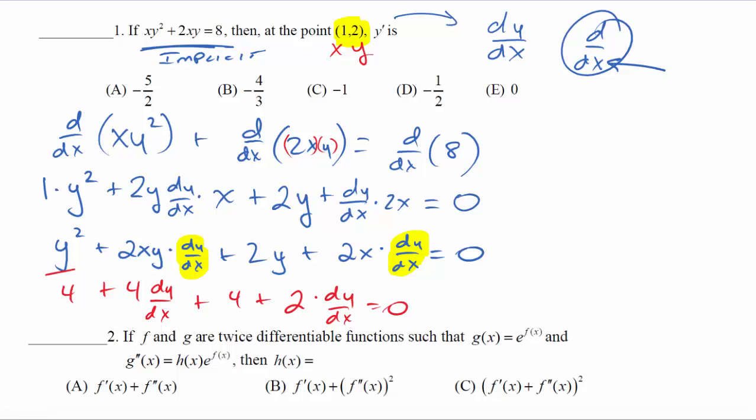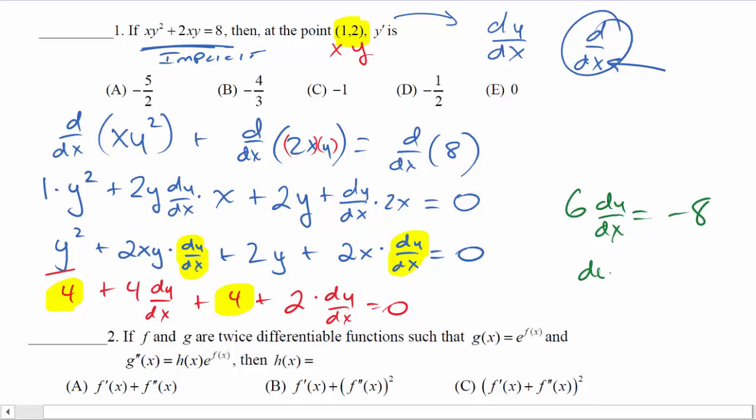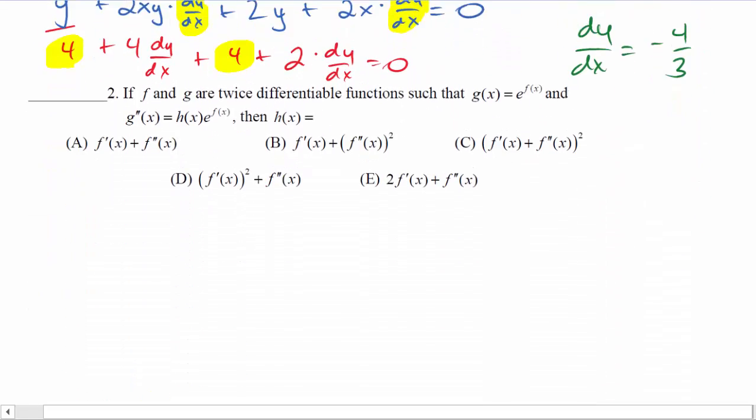If I have to solve for dy dx, first thing I have to do is subtract these two things over. So I'll have 4 dy dx and 2 dy dx, which gives me 6 dy dx equals, and I subtract the two 4's over, I get negative 8. Divide and reduce, you get negative 4/3. The answer was B. Moving on to number 2.